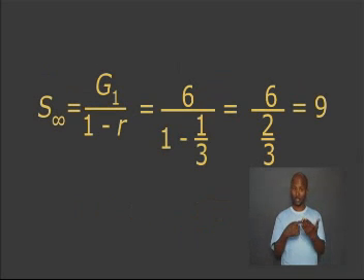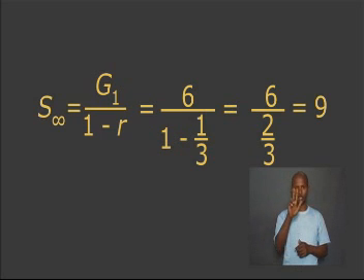For this equation, G1 is equal to 6 and the ratio is 1 over 3. When we substitute the correct values, our equation looks like this: 6 over 1 minus 1 over 3. This equals 6 over 2/3 or 9. It is possible to apply these principles to physical problems as well.